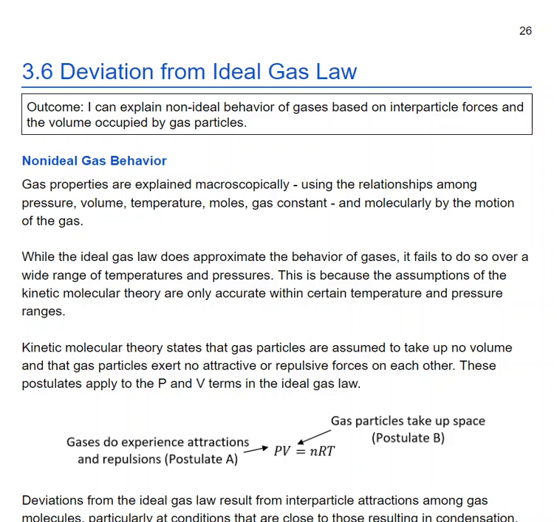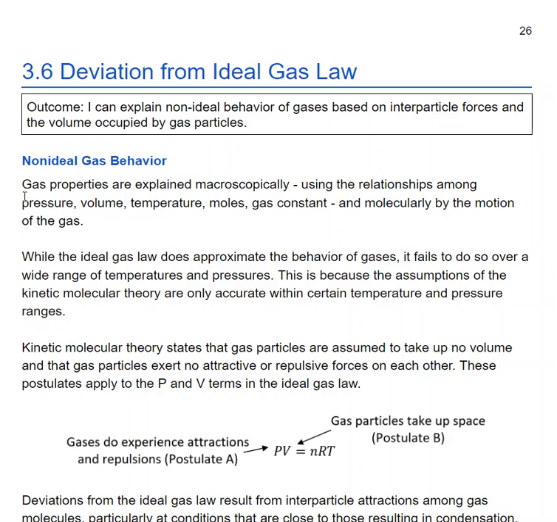and we can even compare them molecularly by looking at their motion. So properties are macroscopic, motion is molecular at the molecule range. So, the ideal gas law gives us approximate behavior of gases, but it fails to do so under a wide range of temperatures and pressures. That's because those assumptions of the KMT are only accurate under certain temperatures.